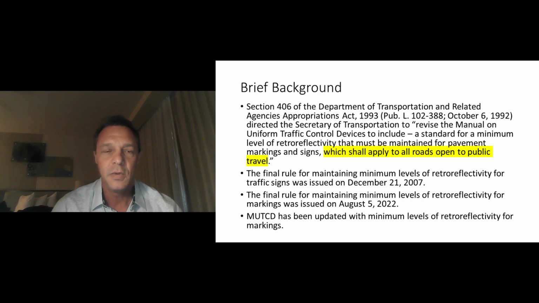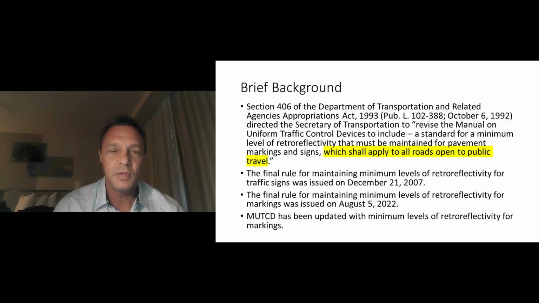material. And what I'm trying to do here is just explain to you in a very quick way, why do we have minimum retroreflectivity levels now? And it all started with that first bullet. So the Appropriations Act of 1993, believe it or not, that is correct. In 1993, Congress required FHWA to develop a standard for minimum level of retroreflectivity that must be maintained for pavement markings and signs, which apply to all roads open to public travel. So if you're a local agency, state agency, or anybody that is operating a road open to public travel, eyes open, because this applies to you.